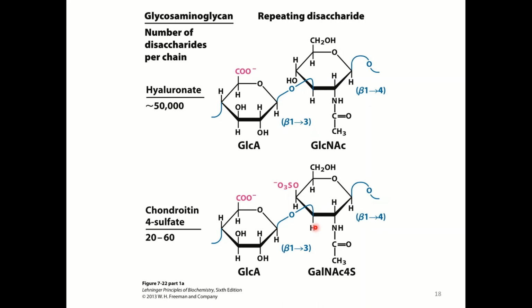There's a beta 1 to 3 linkage, which we don't see anywhere else. And there's also this N-acetyl group. Okay, so that's how you would pick those out. How you would tell the two apart: obviously this chondroitin sulfate has a sulfate group on it.